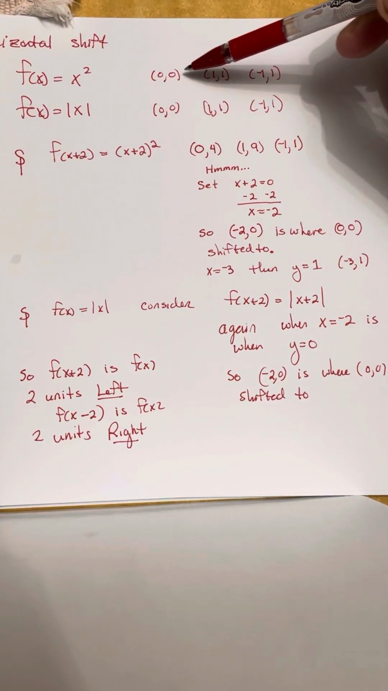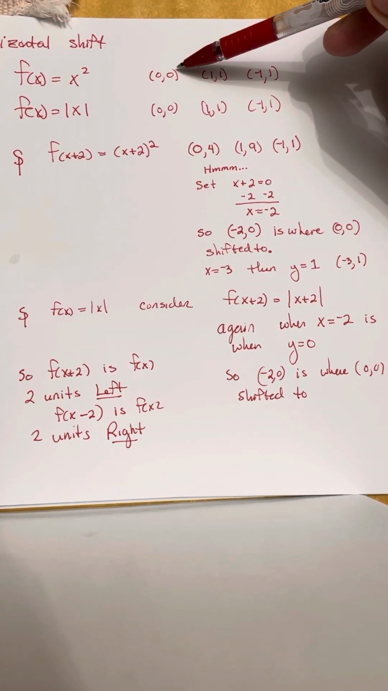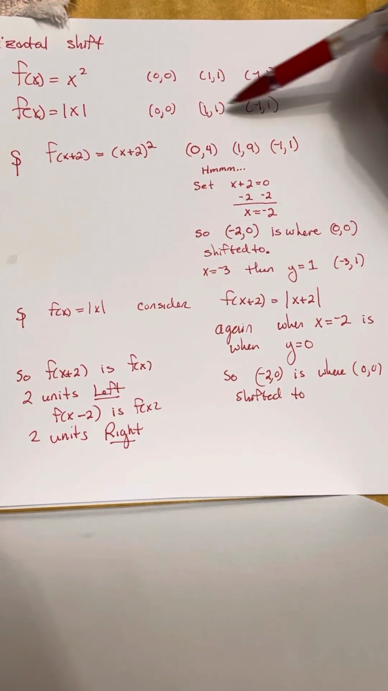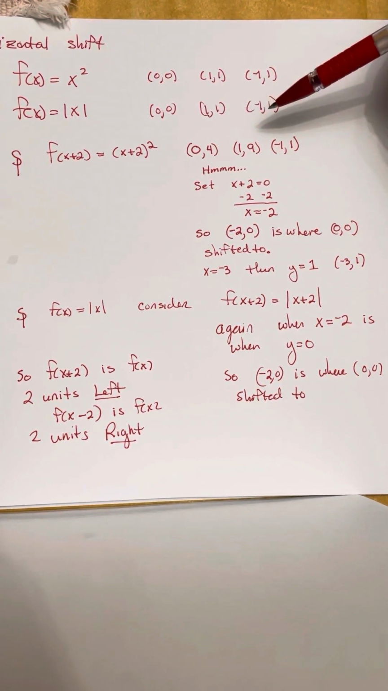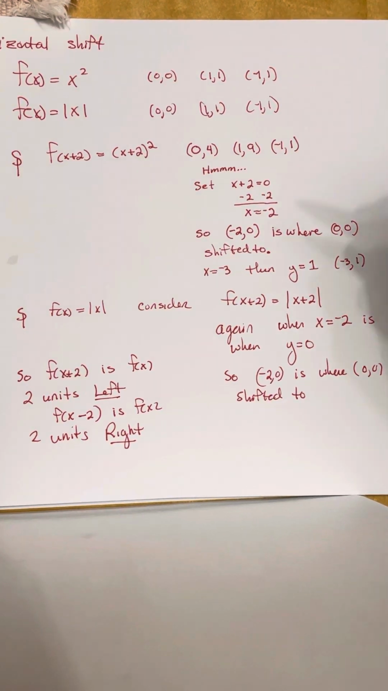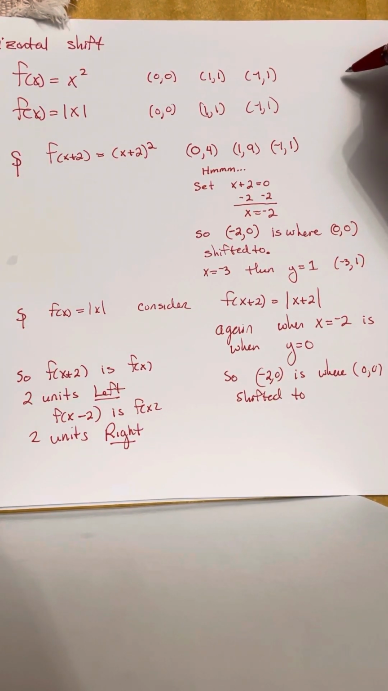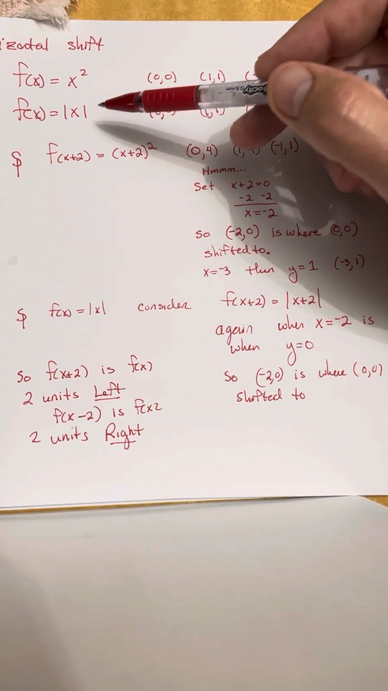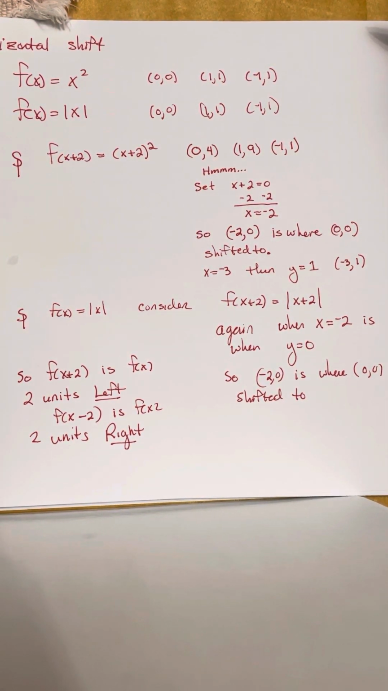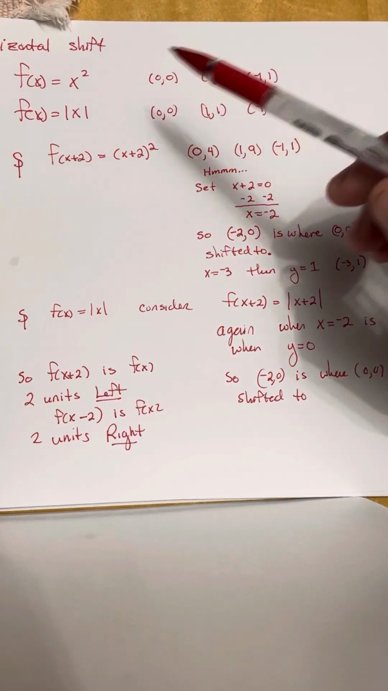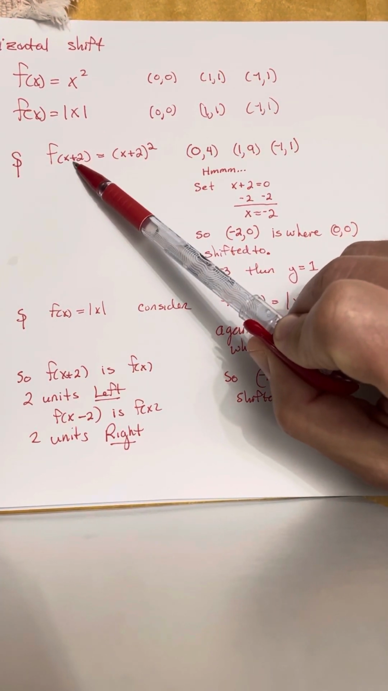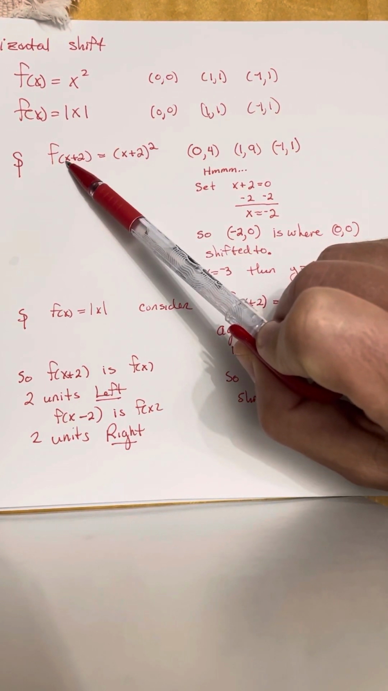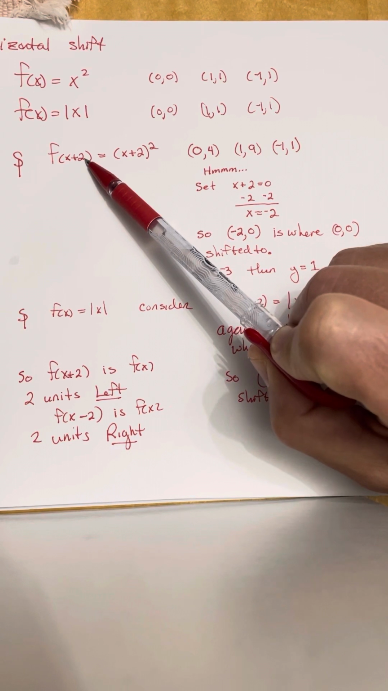And again, the ordered pairs are 0, 0, 1, 1, negative 1, 1. And this one also has the same set of ordered pairs in common, but the graphs are different. The x squared is u-shaped and the absolute value of x looks like a v. So I want to consider what happens when we add a value to the argument, which in other words, instead of f of x, we're looking at it as f of the quantity x plus 2.